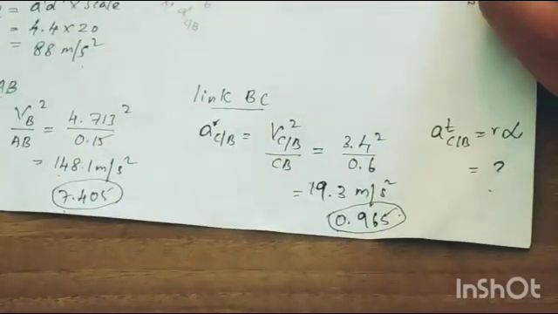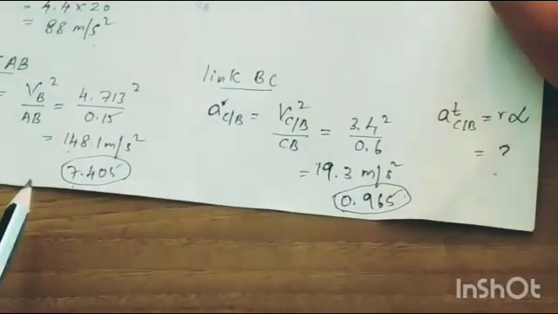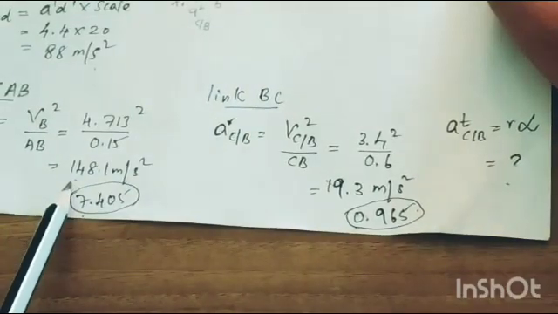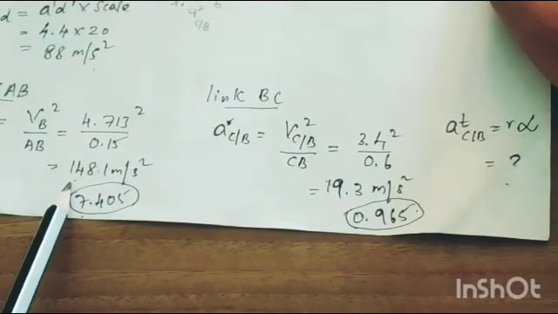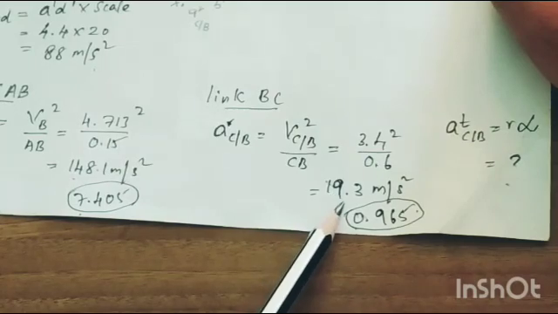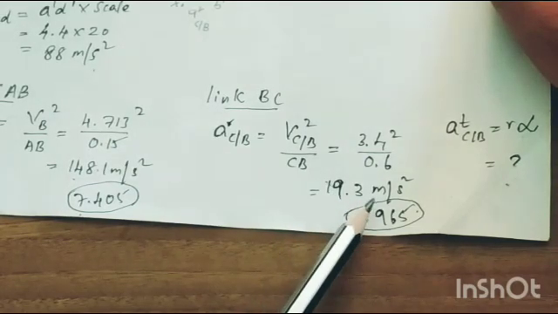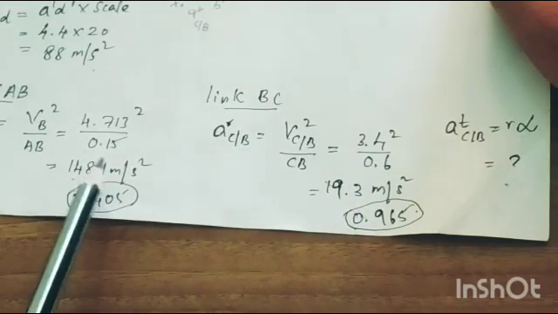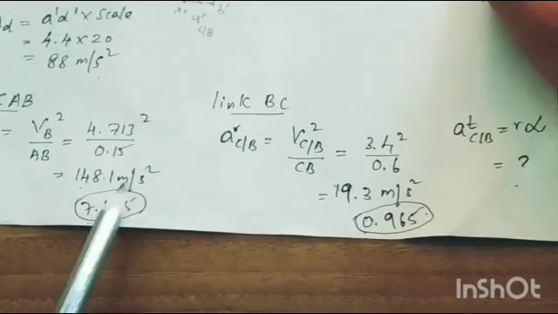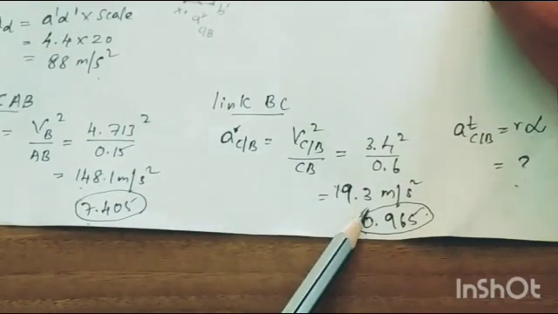Before drawing that, you can see that the value of the radial component is 148 for the crank, and the value of the radial component of the connecting rod is 19.3. So if you directly draw 148.1 centimeters and 19.3 centimeters, this will be very big.